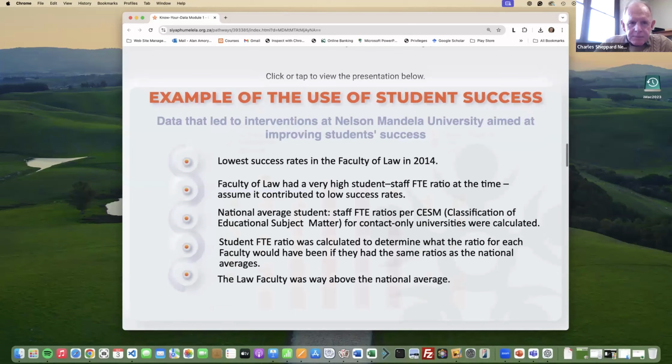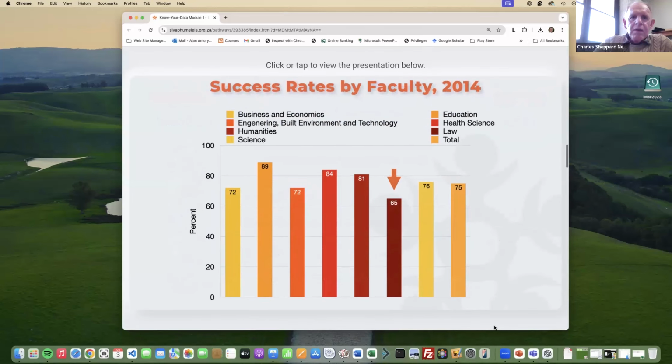Next slide, thanks. Here you can see the law faculty had a success rate of 65%, compared to education, which had 89%, and health sciences, 84%. So it was really the lowest success rate in the university. The next slide.